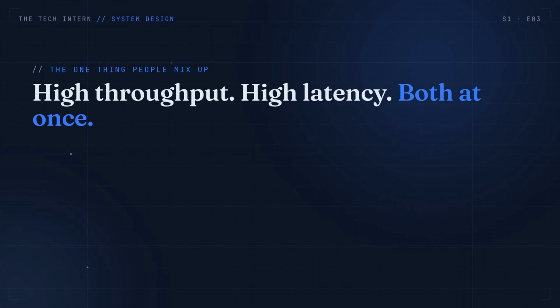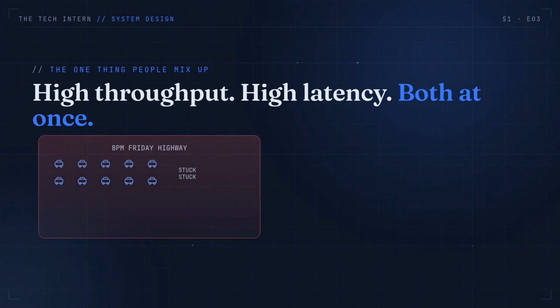They're not opposites. Think about the Western Express Highway on a Friday at 8 pm. Thousands of cars are on the road. That's high throughput, but each car is stuck in traffic. High latency. Many requests being handled, but each one taking forever. That's not a contradiction. That's congestion.